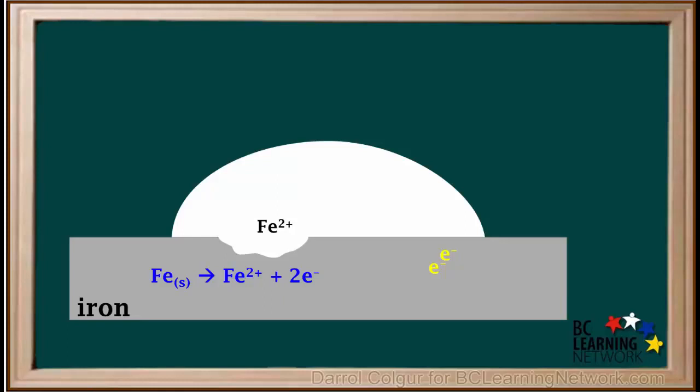Further oxidation of iron here causes pits in the surface to increase in size. What is formed here is an electrochemical cell. Because oxidation takes place here, this is called the anode region.